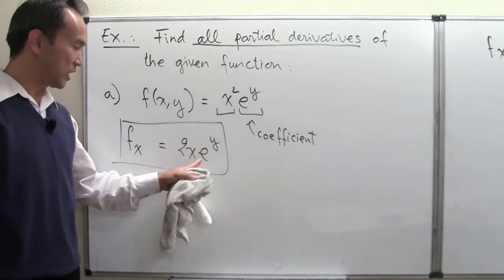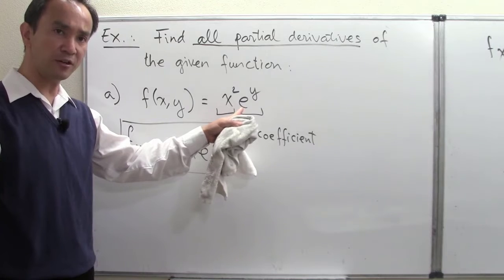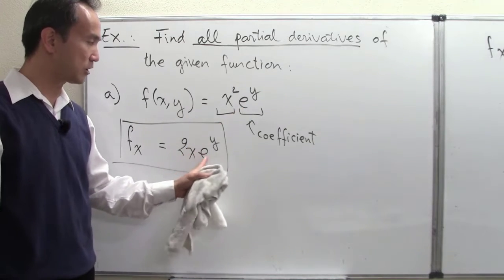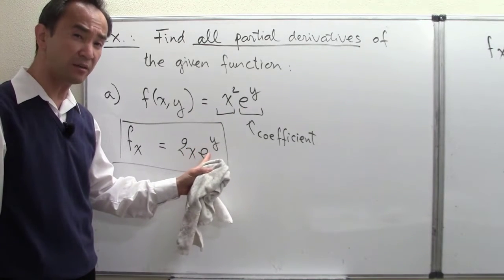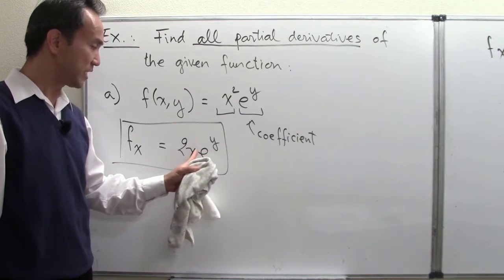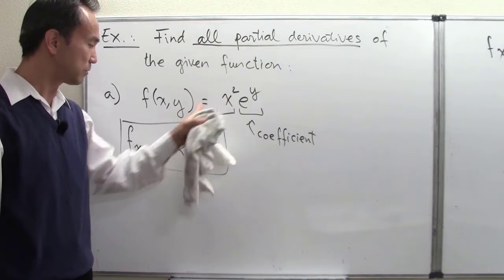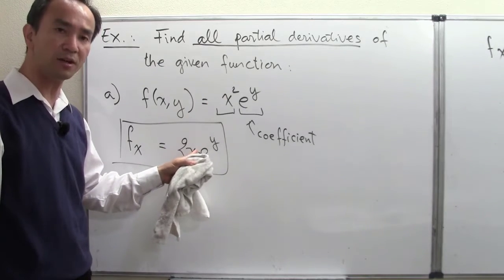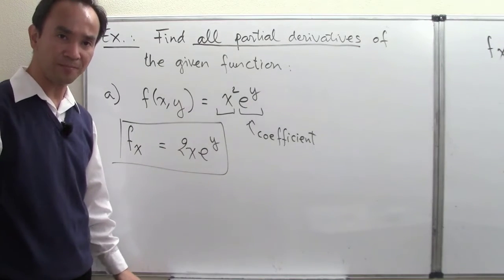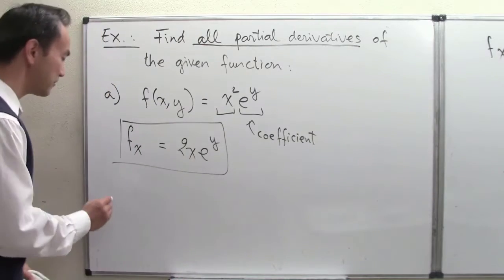Because it doesn't matter how complicated looking that is, once we regard all of that that involves the y variable as a coefficient, then all that matters here is just the power rule: multiply it down by the power 2 and reduce that power by 1. 2x e to the y. And so now we can start, I'm going to speed up a little bit.